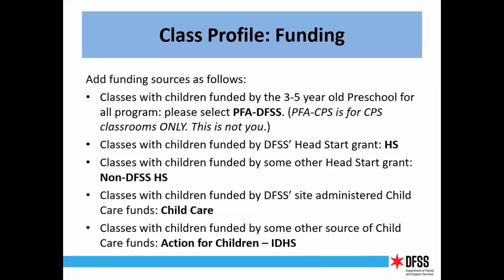So classes with children that are just funded by our Head Start grant, you would pick Head Start as a funding source. If they receive Head Start funding, but it's not from us, same with early Head Start funding, if you have your own grants and your children are in our system because they're receiving PFA or PI, but that room isn't funded through us, this would be non-DFSS Head Start.